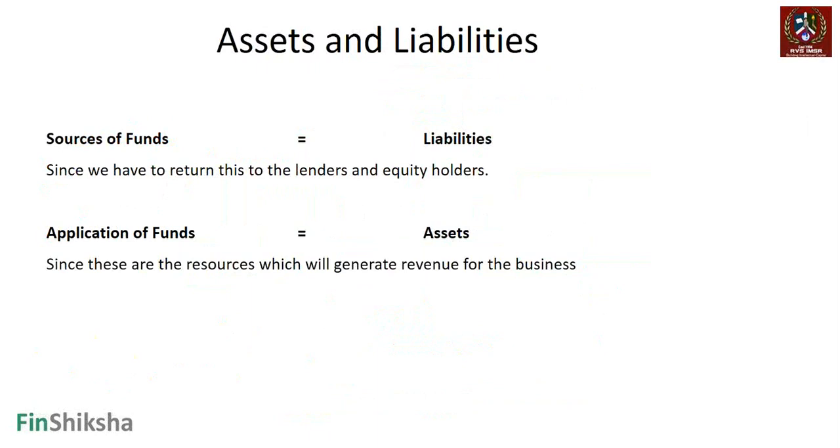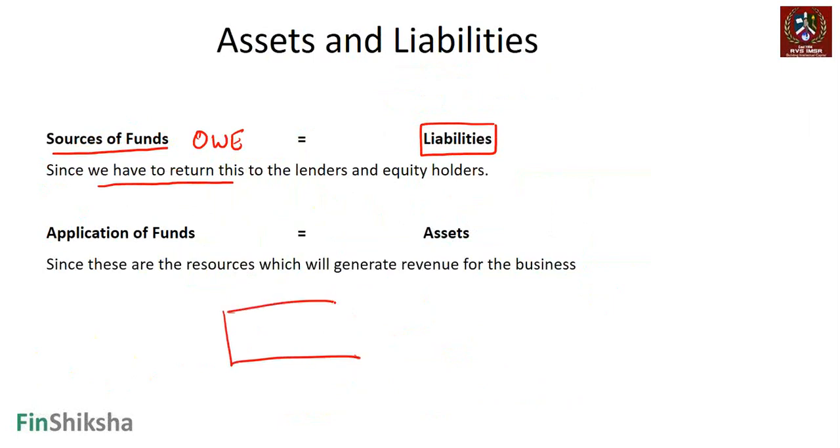Now, what are assets and liabilities? Remember, we took sources of funds. This is money that we owe to people. We are supposed to return this, and hence it is also called liabilities. So on the balance sheet, typically either top down, you make two compartments. There is one compartment that is the liability part, and there is one compartment which is the assets part.